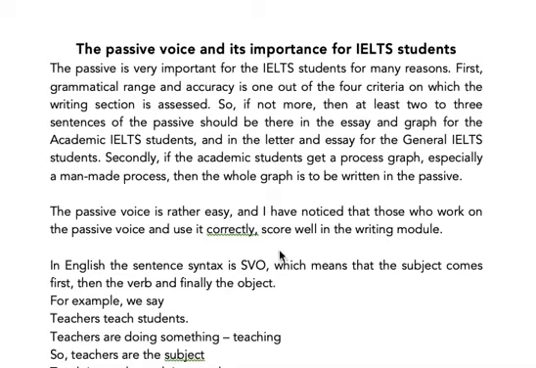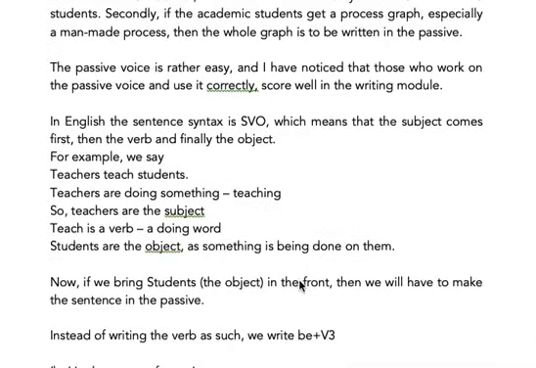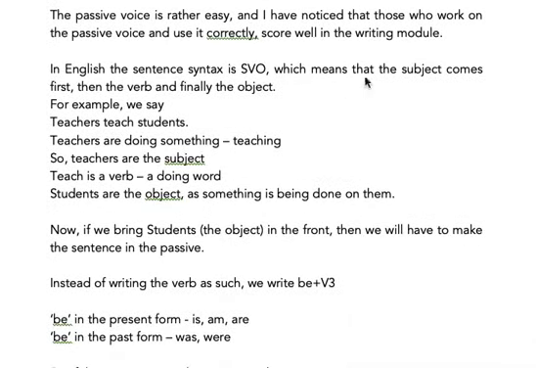In English, the sentence syntax is SVO, which means that the subject comes first, then the verb, and finally the object. For example, we say teachers teach students. Teachers are doing something, teaching. So teachers are the subject. Teach is a verb, a doing word. Students are the object, as something is being done on them.